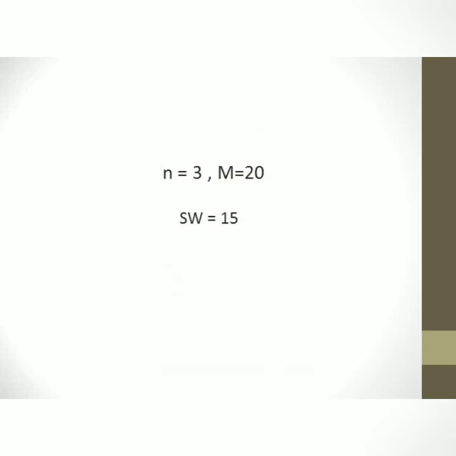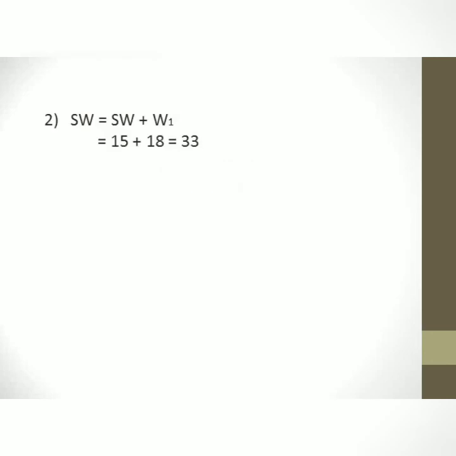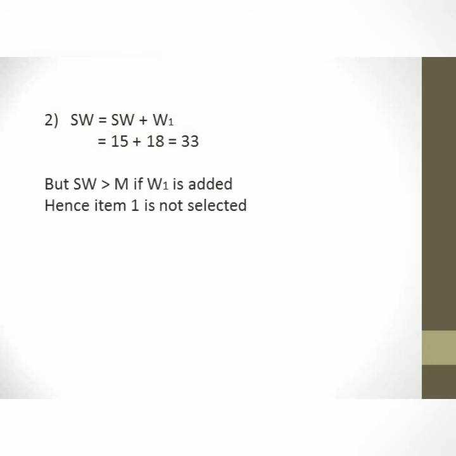However, the capacity of the knapsack is 20, so we still have space in the knapsack. So we add more items and consider the next item, I1. For item I1, the weight is 18, and adding it to the current weight of the sack, which is 15, gives us 33. However, 33 is greater than the capacity of the knapsack. We can't add it to the sack. Hence, we are not going to select item 1. So our final solution would be a weight of 15 and a profit of 25.